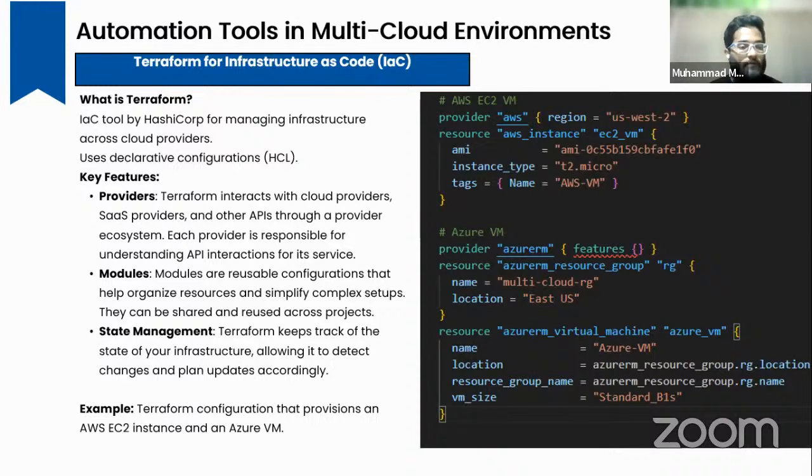State management: Terraform keeps track of the state of your infrastructure, allowing it to detect changes and plan updates accordingly. So the example, as I attached in the Terraform for reference, is a Terraform configuration that provisions an AWS EC2 instance and an Azure VM simultaneously.